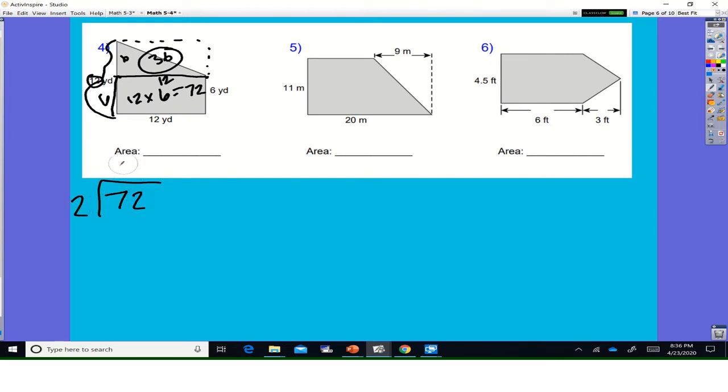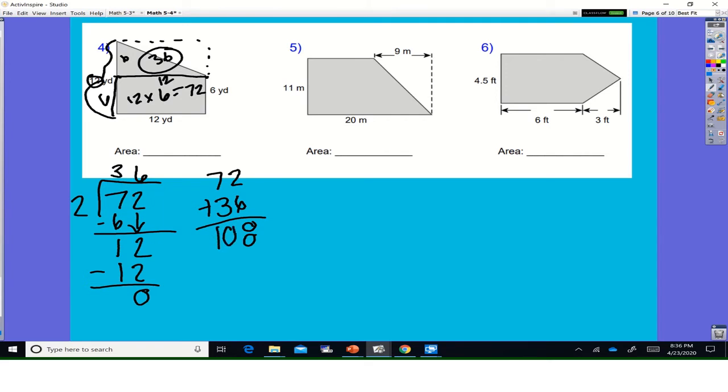2 goes into 7 3 times. 3 times 2 is 6. I subtract that. 7 minus 6 is 1. Bring my 2. 2 goes into 12 6 times. 6 times 2 is 12. And then I have no remainder. Now that I found that, I'm going to add up those two numbers. 72 plus 36. 6 plus 2 is 8. 7 plus 3 is 10. I get 108 yards squared.